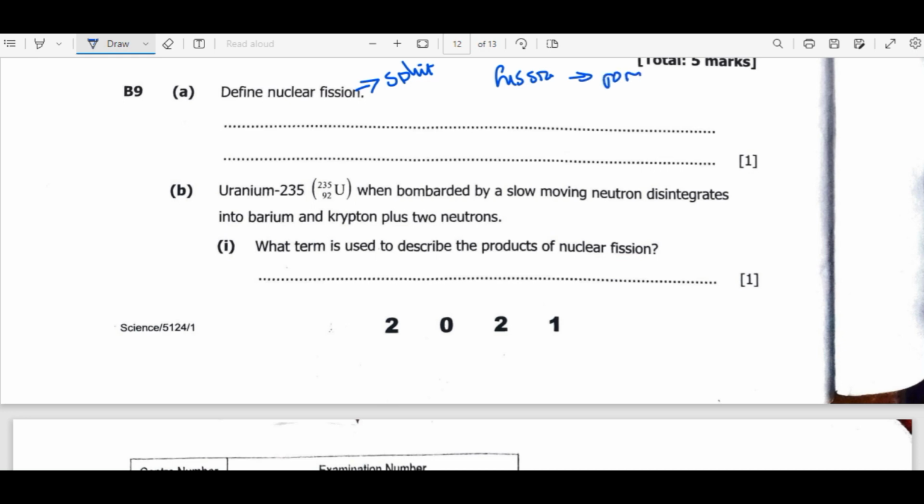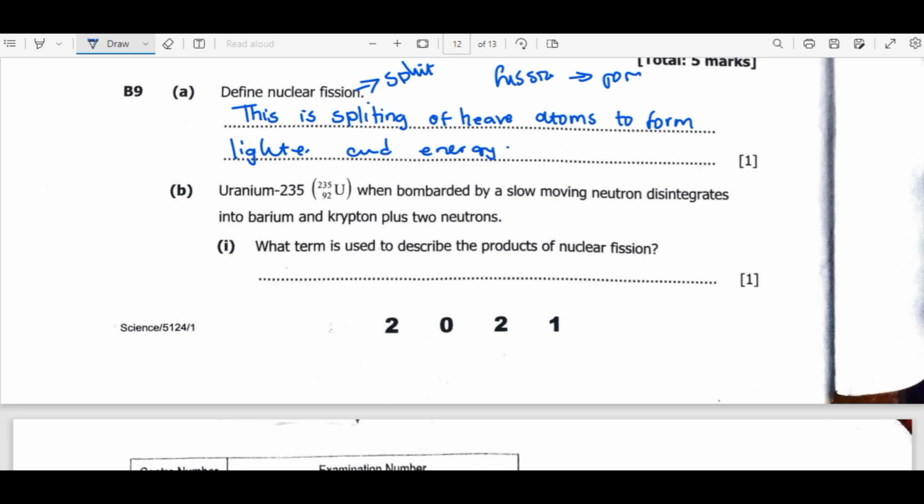So define nuclear fission. So say this is the splitting of heavy atoms to form lighter ones and energy. So during nuclear fission and fusion, energy is produced.